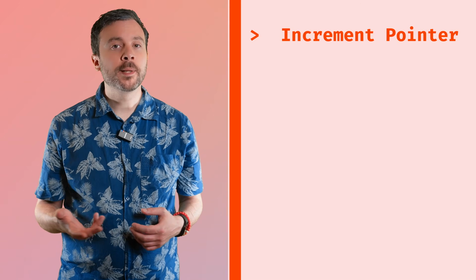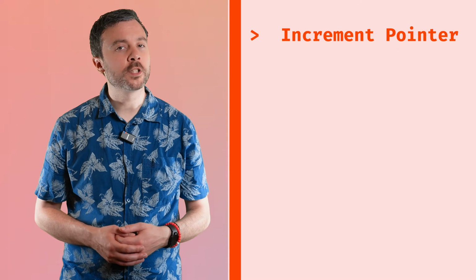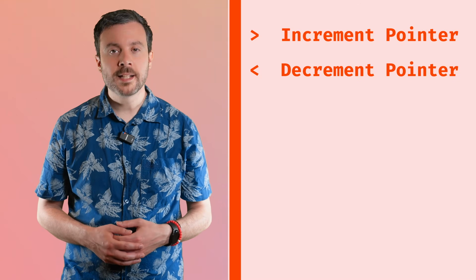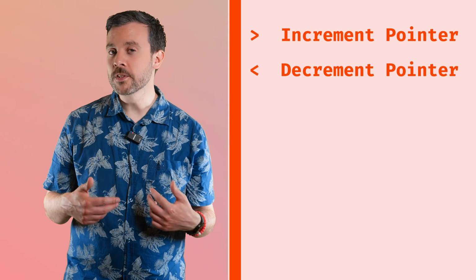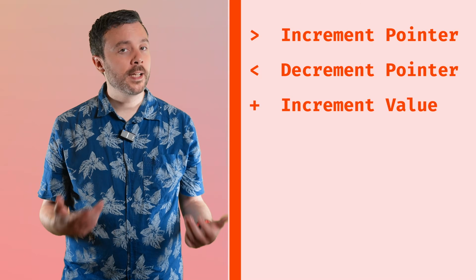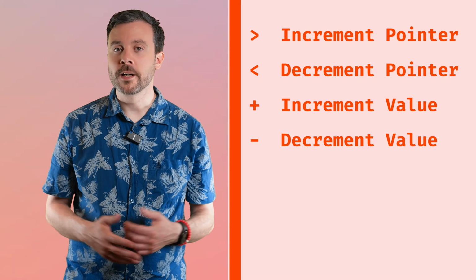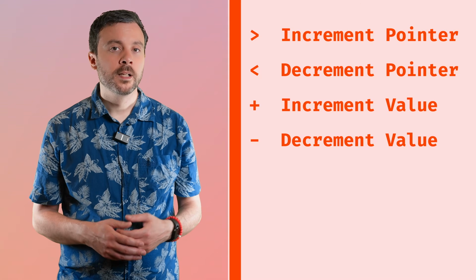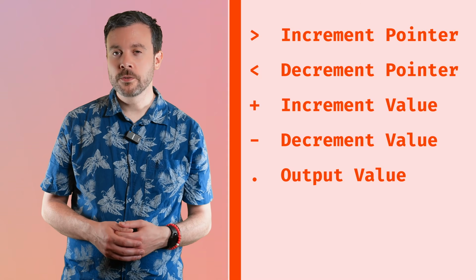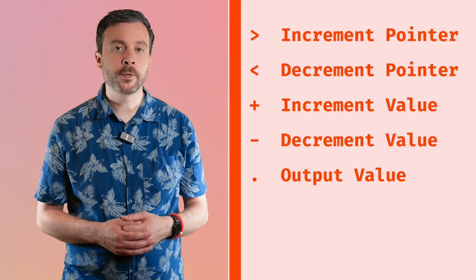Greater than increments the pointer position, moving it to the next position in memory. Less than decrements the pointer position, moving it to the previous position in memory. Add increments the value at the current position in memory. Minus decrements the value at the current position in memory. Period outputs the value that's currently stored at that position in memory.